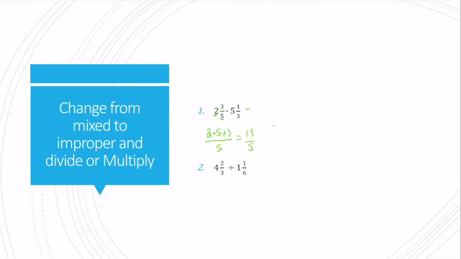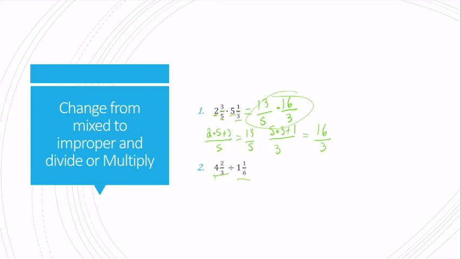13/5. Same thing for 5 1/3. I take 5 times 3 plus 1, so my whole part times my denominator plus 1 over my original denominator. That's going to give me 16/3. So then I go ahead and I would multiply 13 over 5 times 16 over 3. And then make sure you simplify.